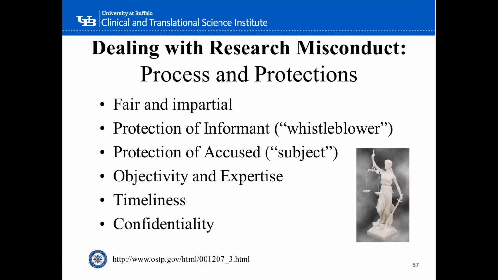So, dealing with research misconduct, processes and protections must be fair and impartial. Also, protection of the informant, the person who brings the allegation of research misconduct, that you call the whistleblower, and then protection of the accused, also known as the subject. Then there must be objectivity and expertise. So the people who are impaneled to review the allegations of misconduct must be objective, and they must have suitable expertise to be able to critically assess the allegation. It has to be done in a timely manner and also with utmost confidentiality.